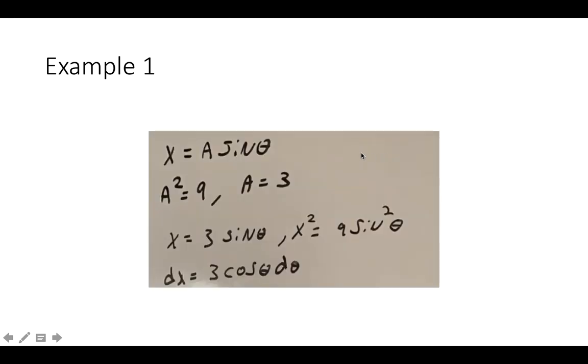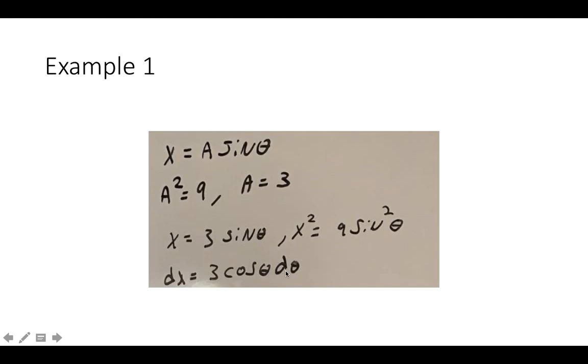All right, so x is going to equal a sine theta. That means a squared is 9. We take the square root, and a is equal to 3. Remember, x is equal to 3 sine theta. We just figured this out. And since we have x squared in the problem, we're going to square x, so x squared equals 9 sine squared theta. And remember, we need a dx as well. If we take the derivative of x, we will get 3 cosine theta d theta.